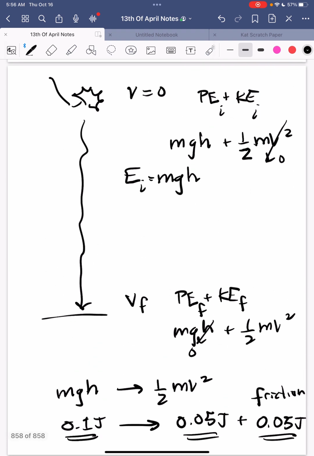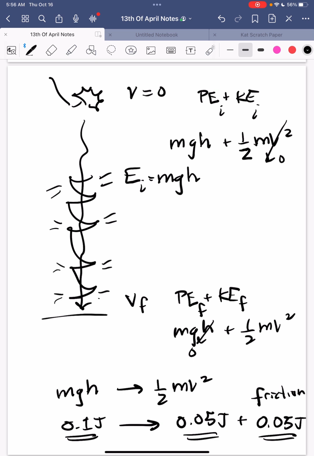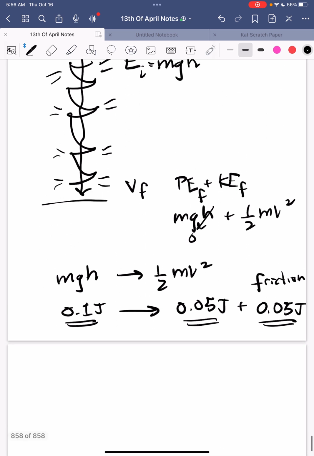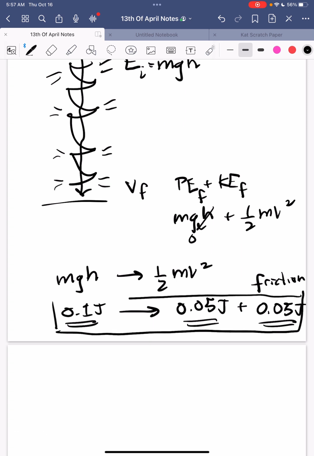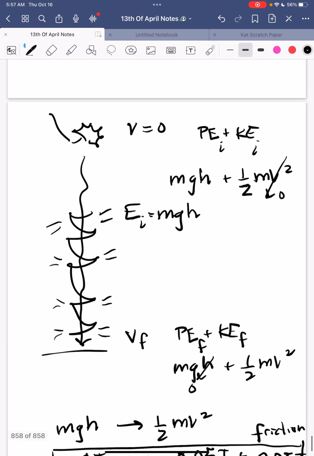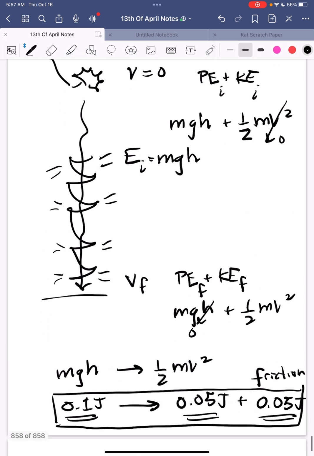So as the leaf fell down, as it rocked back and forth as it came to the bottom, it interacted with the air, and it heated up air molecules, it heated up the leaf itself, and so that energy was lost to friction. And so if we account for friction, then yes, energy is totally conserved. But if we're just looking at kinetic and potential energy, we're going to lose some due to friction.